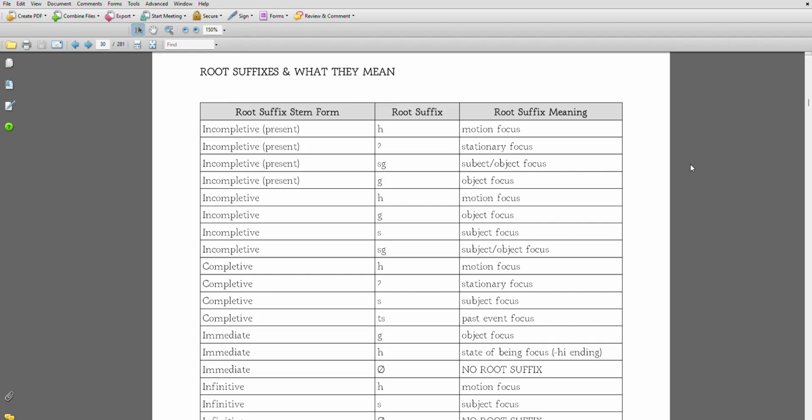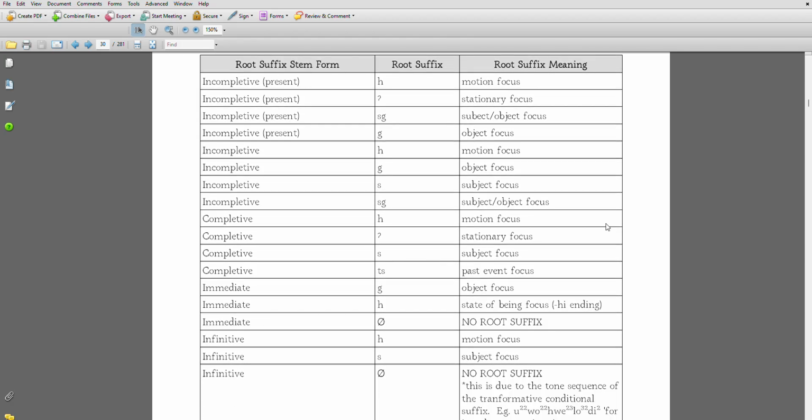On the incompletive stem, you'll find H, G, S, SG. H is motion focus, G is object focus, S is subject focus, and the combination SG is subject-object focus.